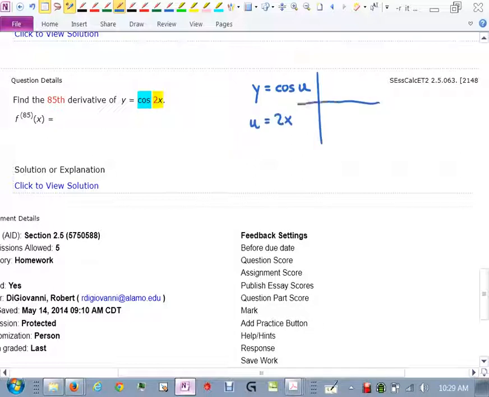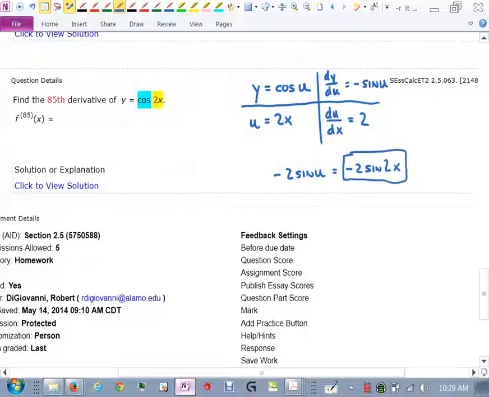If we make our table, the derivative of y with respect to u will be negative sine u. Now the derivative of u with respect to x will be 2. So multiplying those two together, you get negative 2 sine u. But what's u? u is 2x, so negative 2 sine 2x. So that's what our first derivative is.